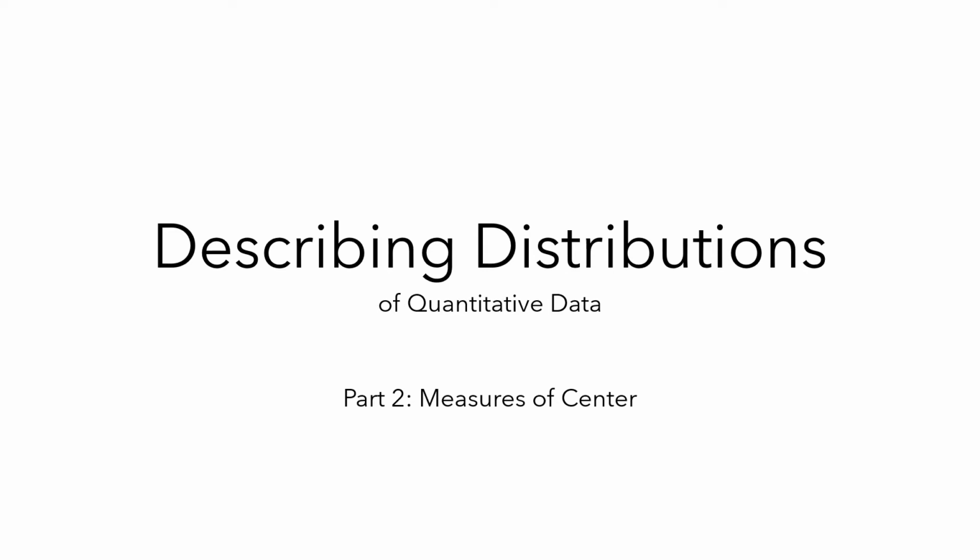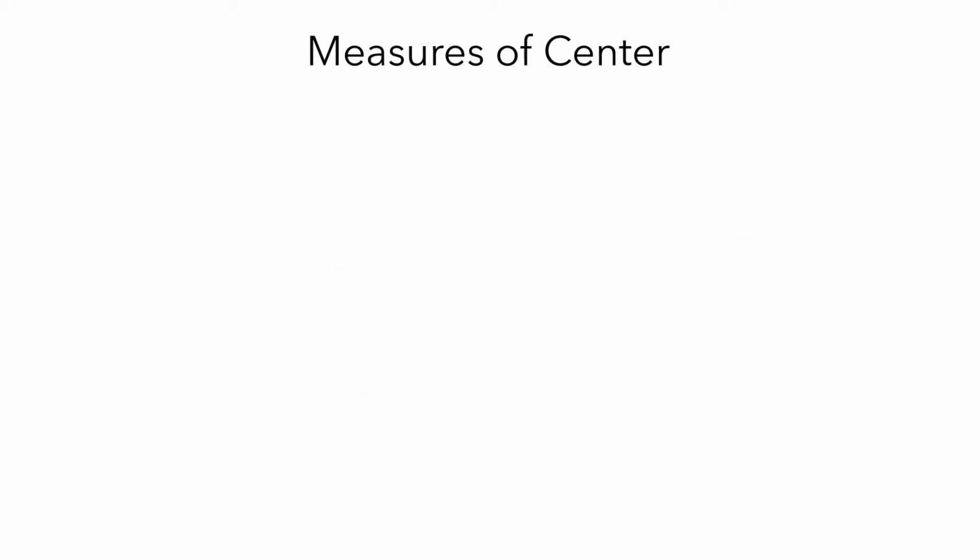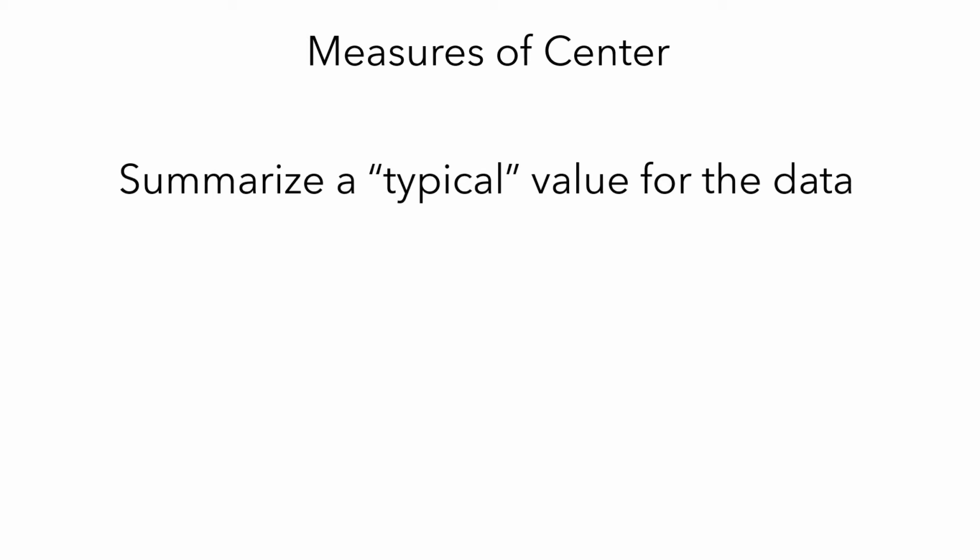In this video, we'll continue exploring ways to describe distributions of quantitative data, focusing on measures of center. Measures of center are meant to summarize a typical value for the dataset. These measures include the mean, median, and mode, which are terms you might already be familiar with, but we'll examine them in more detail here to understand what each tells you and identify some potential issues with using each one.